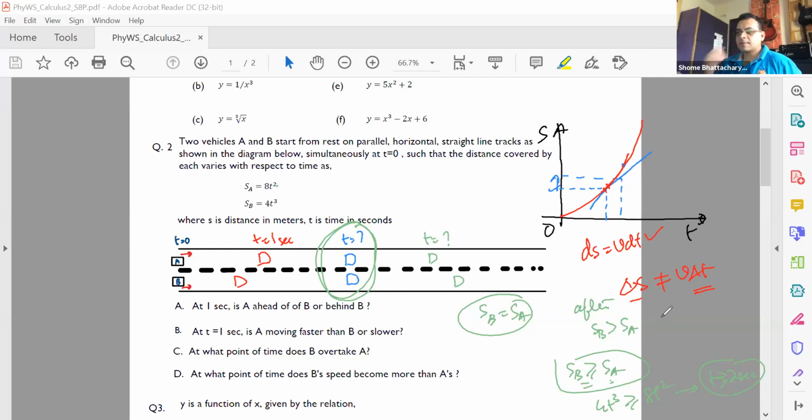It's clear now? Yes, sir. Okay. So that is where the whole thing of integration will come in next. But here we don't need integration, because we already know distance as a function of time.